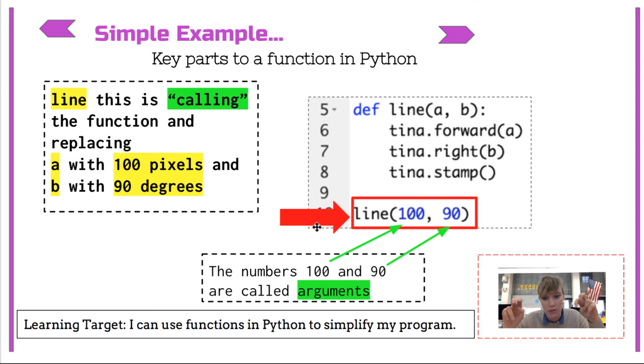Okay, line 10 is the vocabulary that we use. We say it's calling the function. So I call the function by saying its name and telling it what to replace the parameters with. A and B are called parameters. They are the placeholders. When I put specific numbers in, like 100 and 90, those are called arguments. It's kind of a subtle difference. A and B are variables, placeholders or stand-ins. When you call it, you actually have to put in the arguments that you want to replace them with.